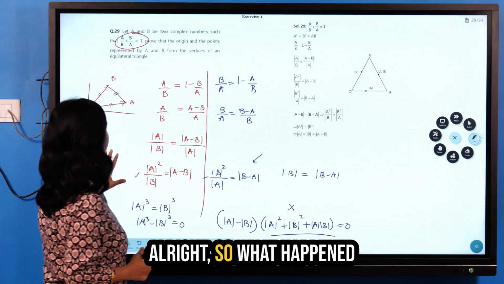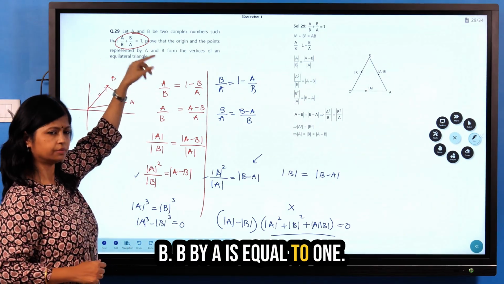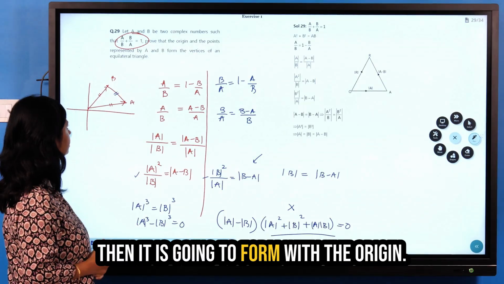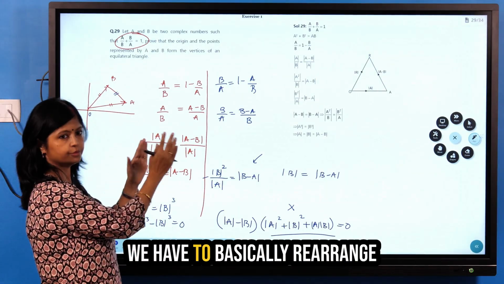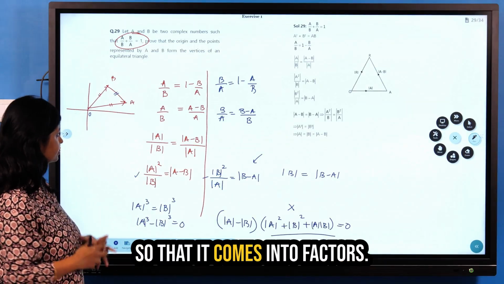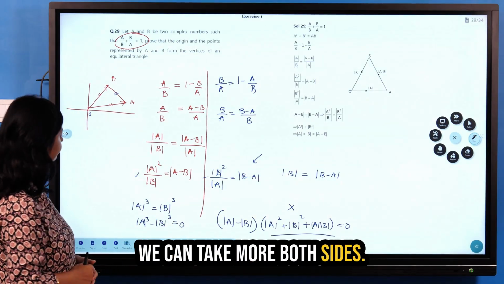All right. So what happened here actually was, if A by B plus B by A is equal to 1, then with the origin it is going to form an equilateral triangle. We have to basically rearrange so that it comes into factors. When it comes into factors, we can take the mod too. All right.